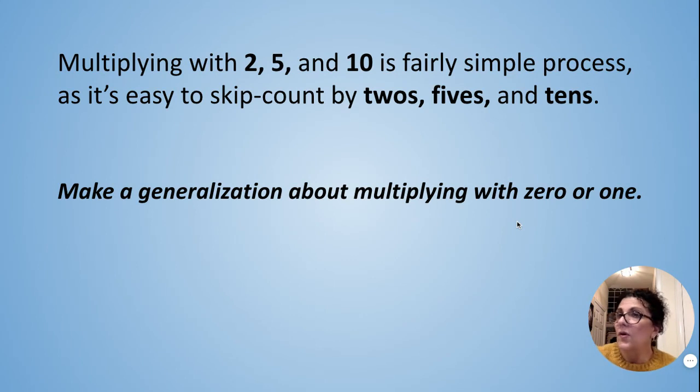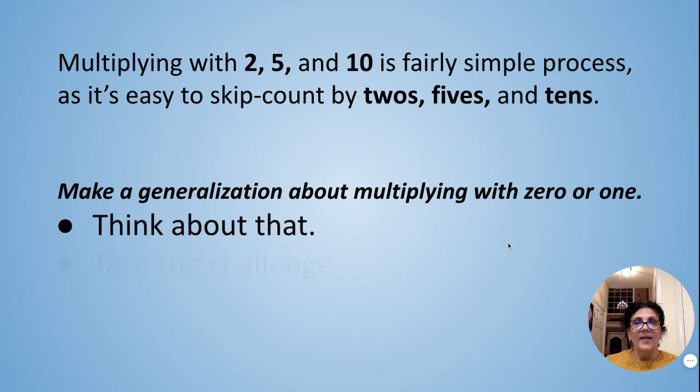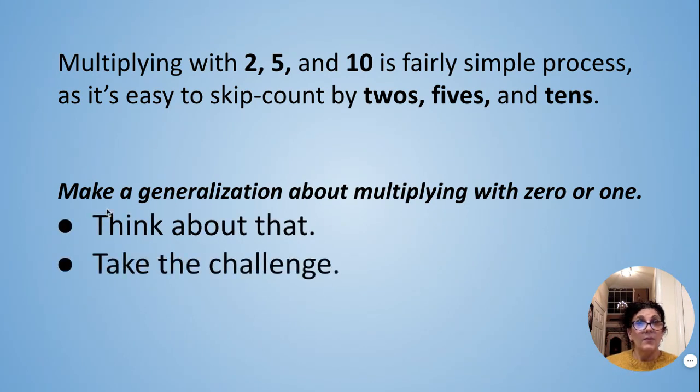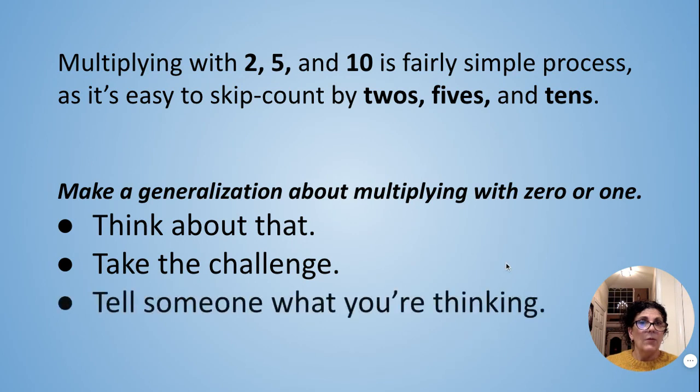Okay, so you can challenge yourself to make a generalization about multiplying with 0 or 1. Talked about it a teeny tiny bit. I want you to think about that and take the challenge. Try to come up with a generalization. That means like a general rule of what do you do when you're multiplying by 0, or what is the outcome when you're multiplying by 0, and what is the outcome when you're multiplying by 1. And then tell somebody what you're thinking about this generalization. If nobody is nearby, tell your favorite stuffed animal. But take that information and put it in your knowledge bank.